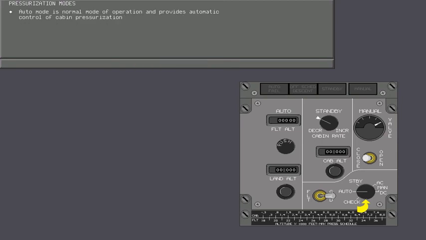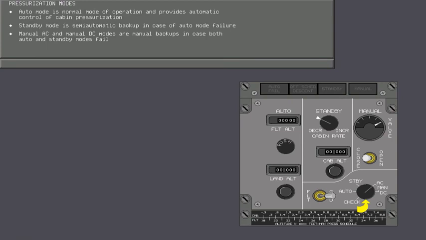Auto mode is the normal mode of operation and provides automatic control of cabin pressurization. Standby mode is a semi-automatic backup in case of auto mode failure. Manual AC and manual DC modes are manual backups in case both auto and standby modes fail.